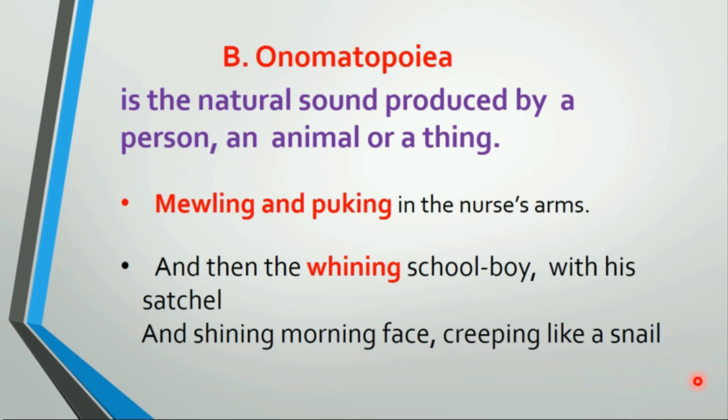Listen carefully. The angry waves roar. The word roar is a sound made by the wave, meaning when the waves are big, it produces a crushing sound like a roar. Another example. The dry leaves under my feet are crackling. The onomatopoeia there is crackling.